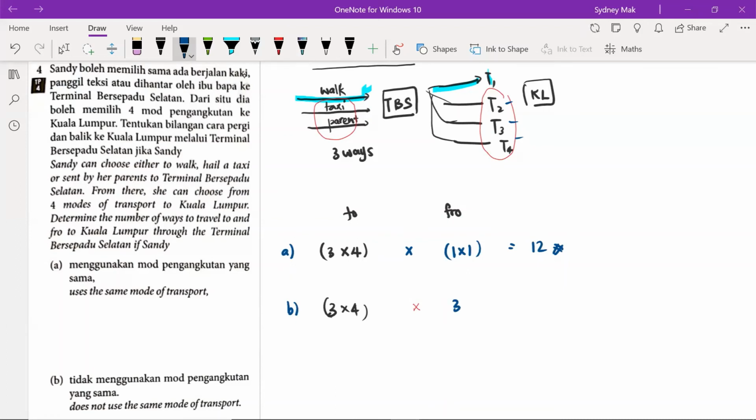And then once arrive at TBS, we cannot choose the walk. Okay, cannot choose to walk home. We have to choose the remaining 2 ways. So times 2. Therefore, all in all, we have 12 times 6, 72 is the answer. Okay, so for all, we plus and we multiply. So that's it for question number 4.